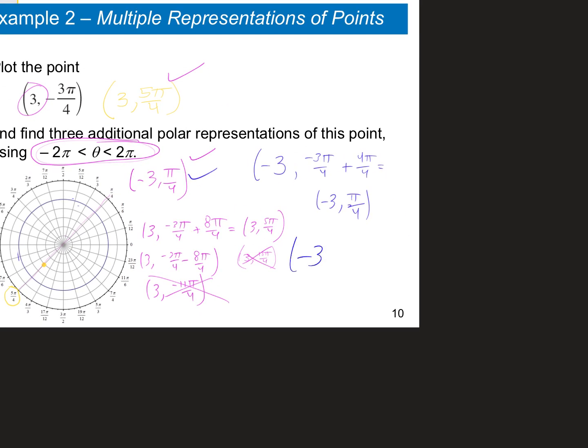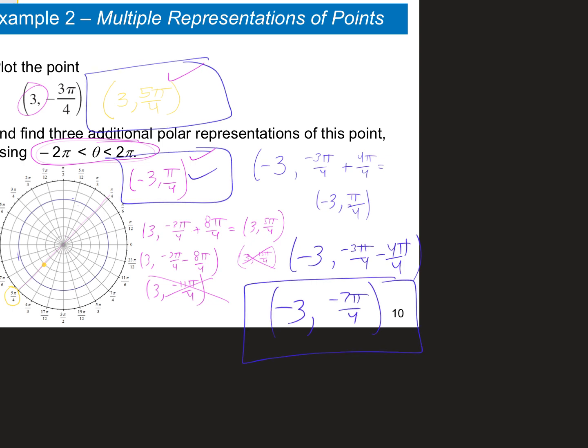I'm going to take negative 3. Instead of adding the pi, let's subtract it and see what happens. Negative 3 pi over 4 minus 4 pi over 4. I get negative 3 comma negative 7 pi over 4. Is that one going to work? Why is that going to work? Is that smaller than negative 2 pi? No. It's close. Negative 2 pi would be negative 8 pi over 4, right? So it falls into the category.